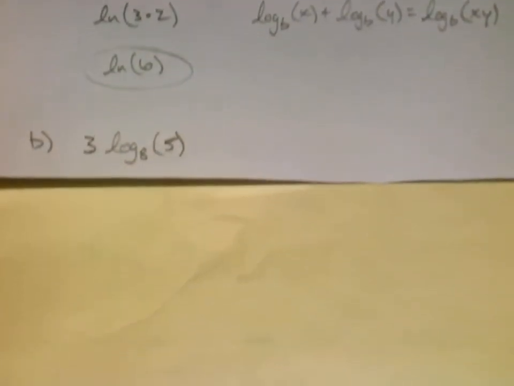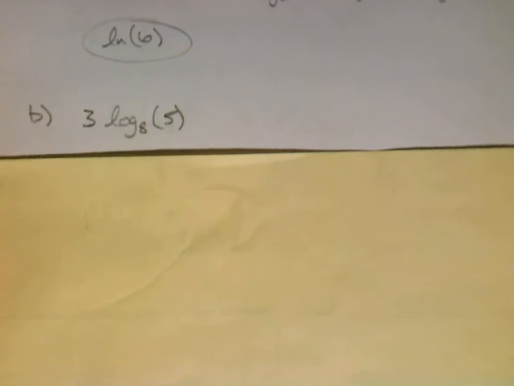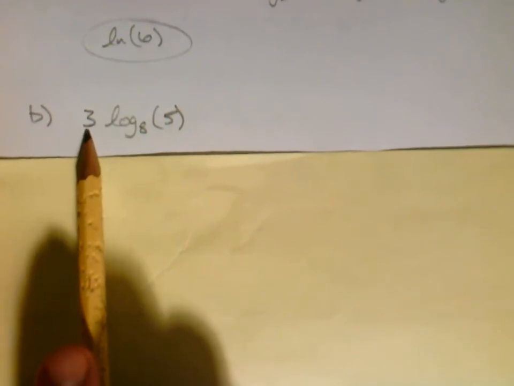Moving along, let's try this one. 3 times the log of 5 with base 8. Well, which property is this going to implement? Well, it's number 6. Okay, we have that coefficient out in front. That's the r, right? So we're going to take that 3, we're going to move it up into the exponent, just like the property tells us.